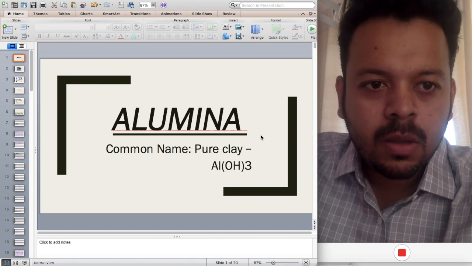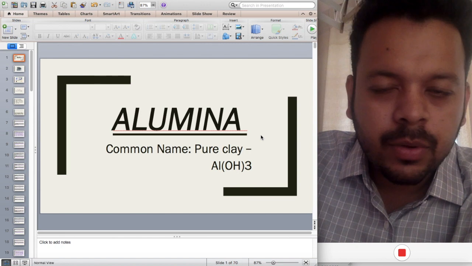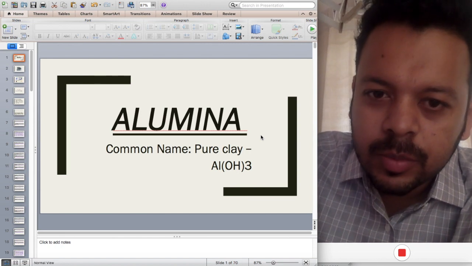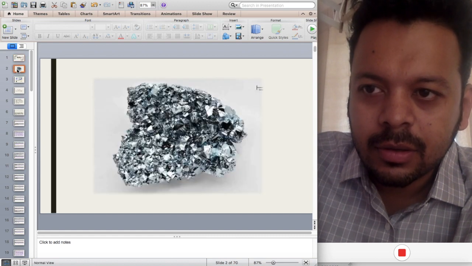And we are talking about remedy patterns and how to understand remedies. And we are going to talk about the remedy alumina. Alumina is pure clay. You can see here.